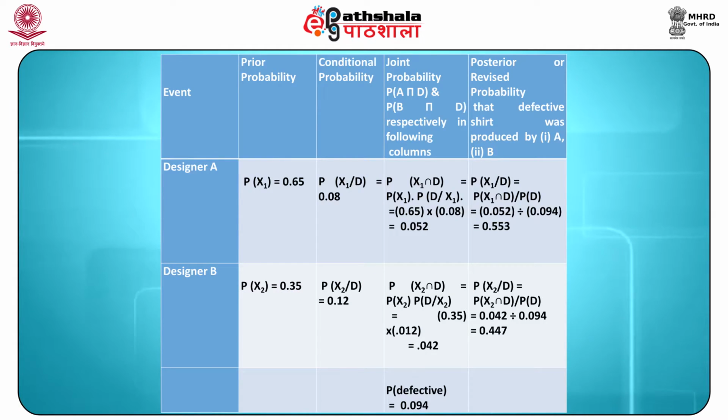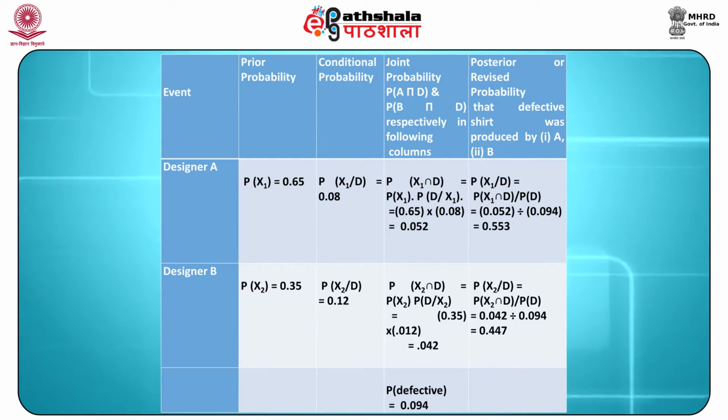Thus, in the above case, the probability was 0.65 that the shirt was produced by designer A and 0.35 that it came from designer B. These are called prior probabilities because they are based on the original information. The new information that the shirt is defective changes the probability. With the result of a sample of a defective shirt, the probability of x1 has been revised down to 0.553 and that of x2 has been revised upward to 0.447.